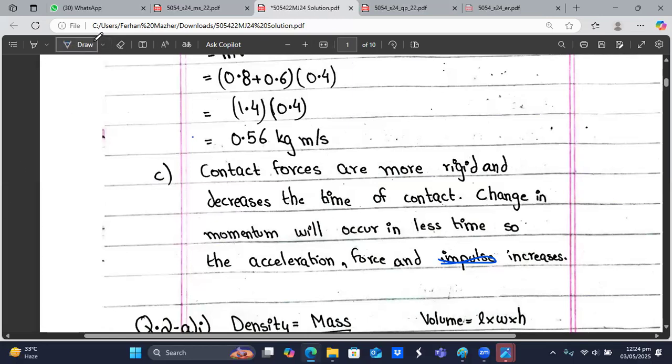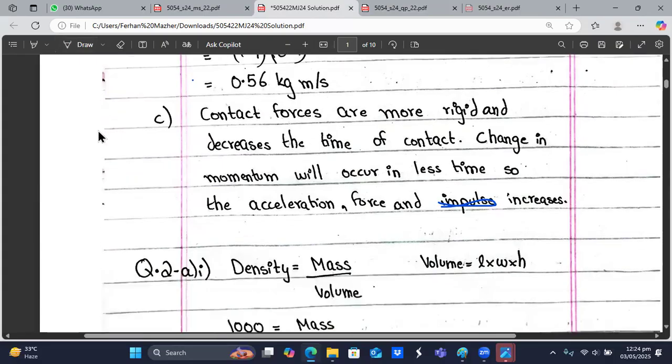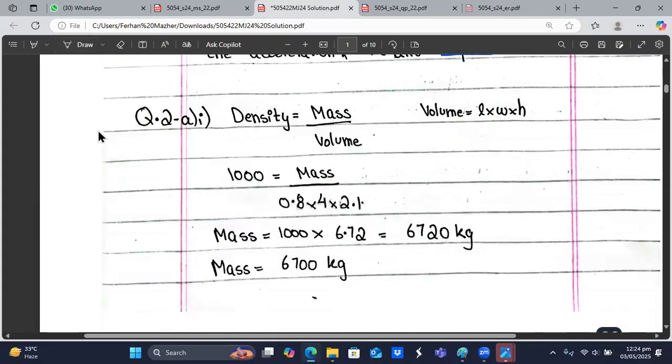Okay, so here we go. The volume is equal to length multiply width multiply height. You know the density is mass divided by volume. So in the place of volume, I will write 0.8 multiply 4 multiply 2.1. Density is 1000, so mass will be equal to 1000 multiply 6.72, and that will be equal to 6720 kg. When you round it off to two significant figures, it will be 6700 kg.